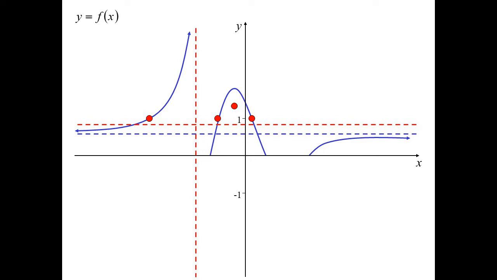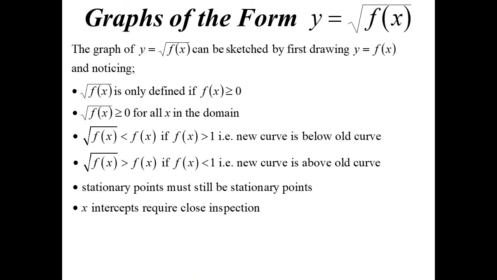So we'll plot all those in. So what did we say? If it was below 1, then the new curve will be above. Find the square root of a number less than 1, it's going to get bigger. So we're going to go above, we'll go through 1, and then we'll go below. Now, our x-intercepts, got to look at those very closely.